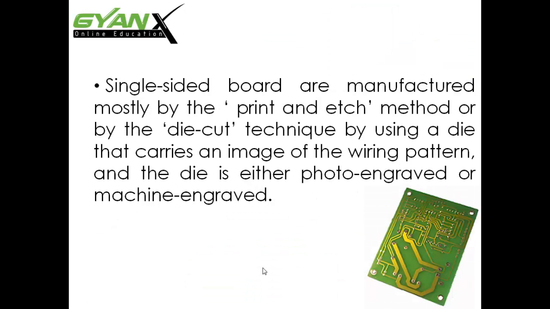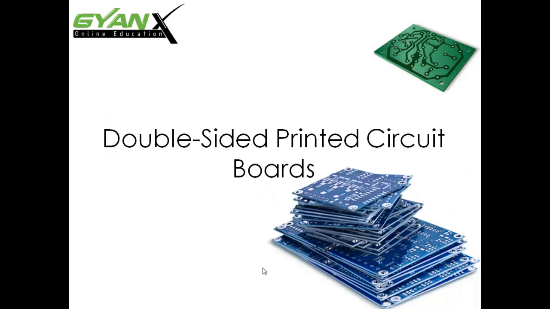Single-sided boards are manufactured mostly by the print and etch method, or by the die cut technique using a die that carries an image of a wiring pattern, and the die is either photo engraved or machine engraved. Normally components are used to jump over conductor tracks, but if this is not possible, jumper wires are used. The number of jumper wires on a board cannot exceed a small number due to economic reasons.